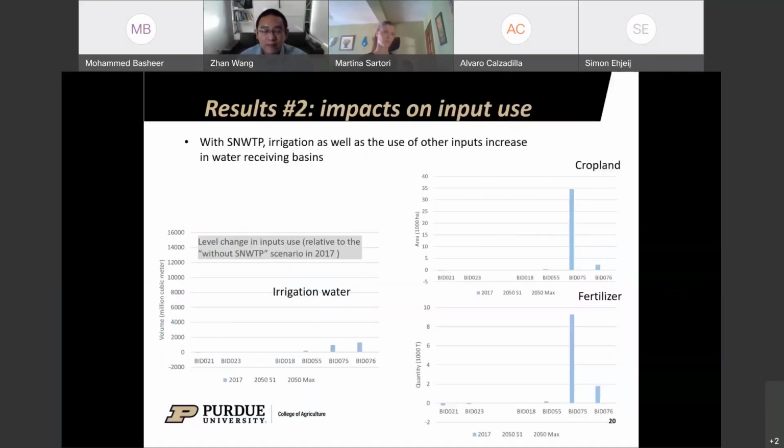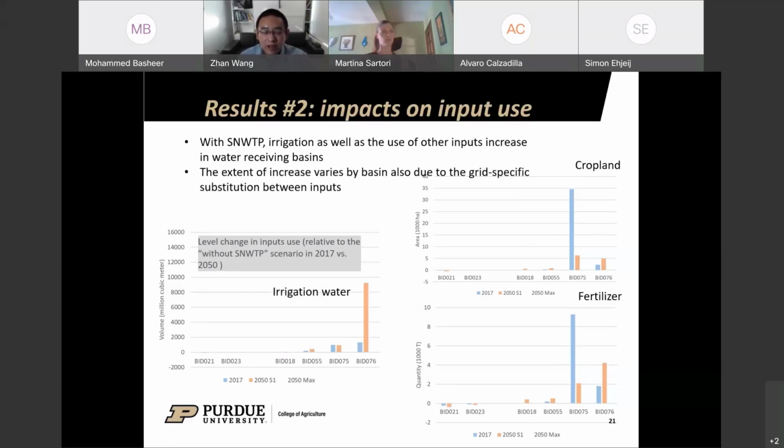Second, let's look at the impact of input use. When we look at the impact of input use, the three inputs, irrigation water, cropland, and fertilizer, we find that with SNWTP, the use of all three inputs increases for the basins that are receiving water. And similarly, we see patterns that differ from each other across scenarios and across the baselines by basin.